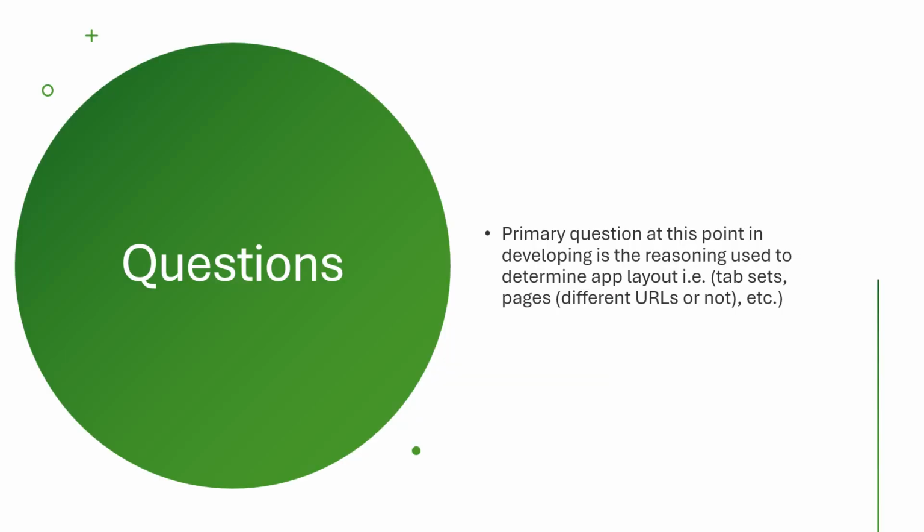Which brings me to my questions about the project, which at this point I'm primarily focusing on the reasoning used to determine the app layout. For example, whether to use tab sets or pages, whether to make each page a different URL or not. I'm not necessarily sure. This is a little bit out of my area of expertise, so if anybody has any feedback on that, that would be much appreciated. Thank you.